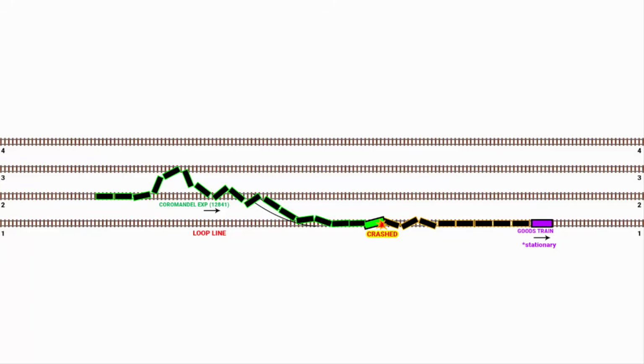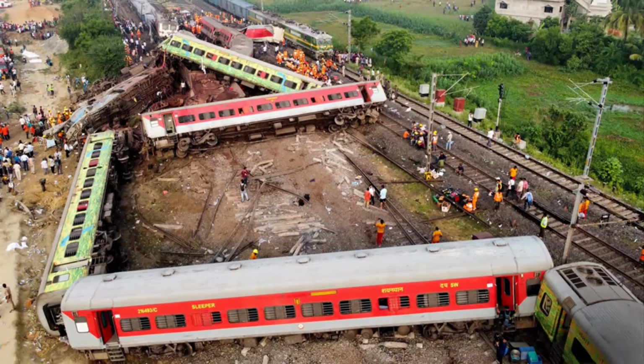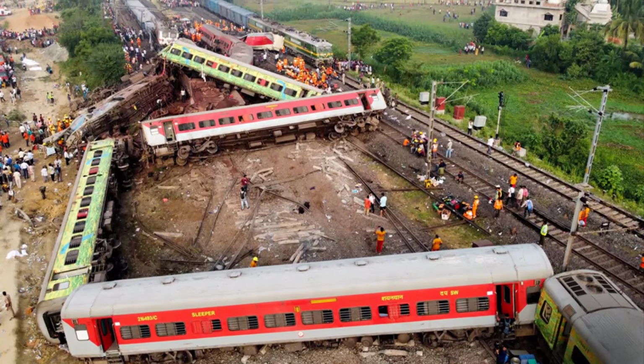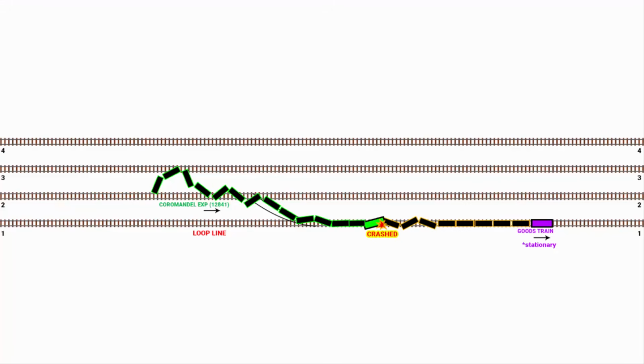Now after the collision, all the coaches of the passenger train were derailed, and it appears that around 15 coaches of the Coromandel Express were affected. The remaining coaches towards the rear, they were still moving onto the loop line, resulting in the formation of a zigzag pattern among the derailed coaches. Both the front and the rear ends of the train experienced an impact, contributing to this zigzag configuration.